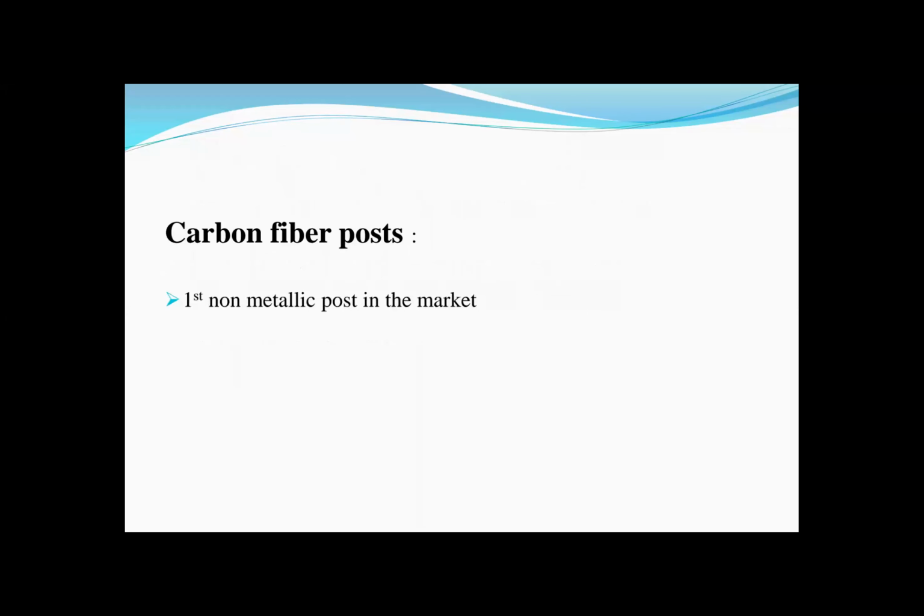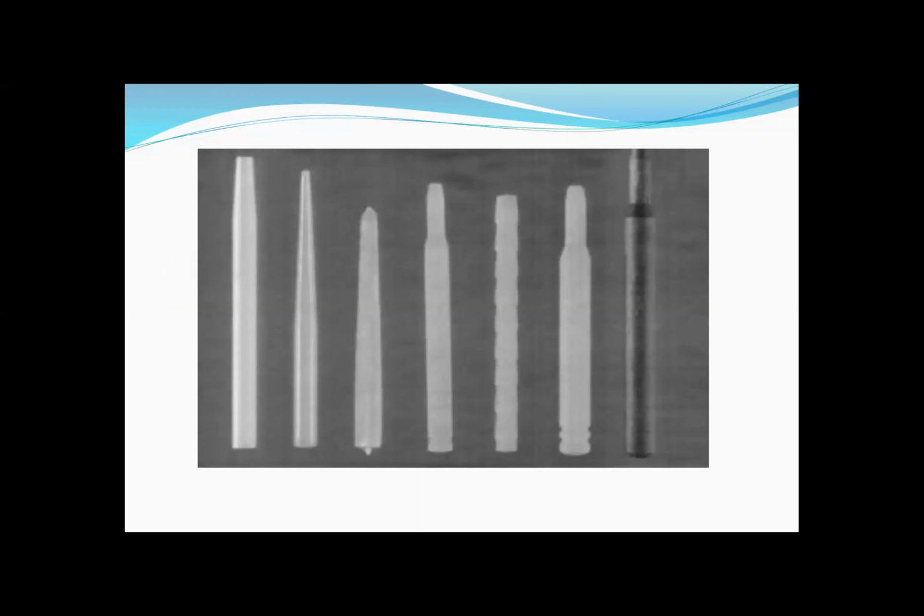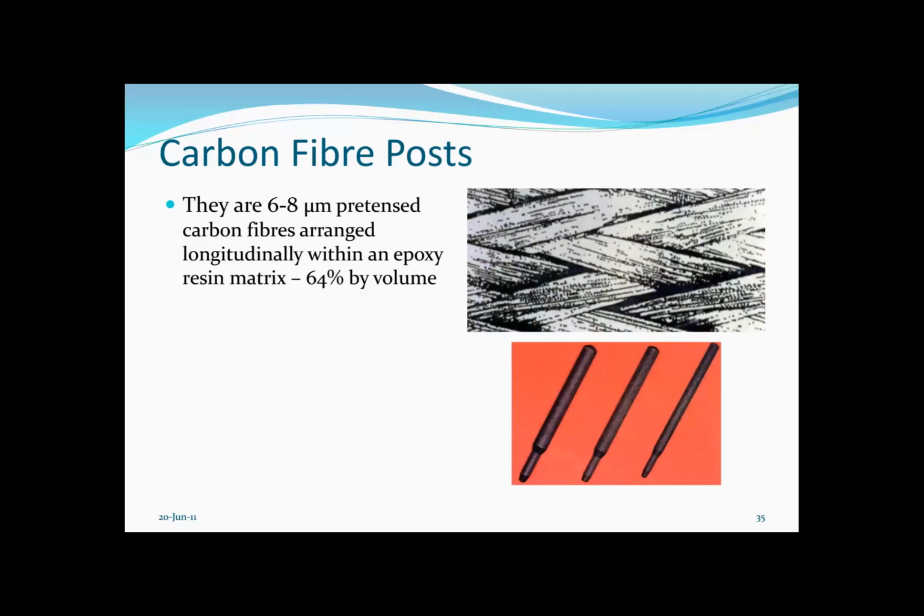The carbon fiber posts were the first of the non-metallic posts that came into the market. Now, this is just a simple picture to explain that when the carbon fiber posts were launched, they came in variable sizes. You could see some parallel ones, some tapered ones. You got various options available. These were about 6 to 8 micron carbon fibers arranged longitudinally in an epoxy resin matrix, about 64% by volume.